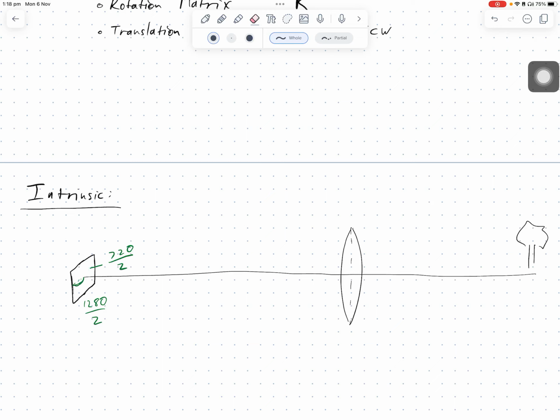I'm going to get rid of some of my annotations here, just simplify them, because this picture will get messy in a second.